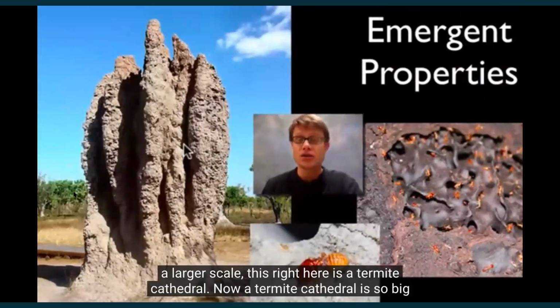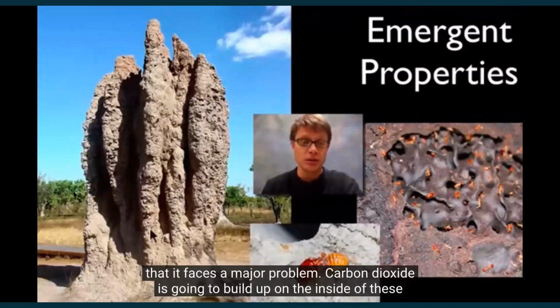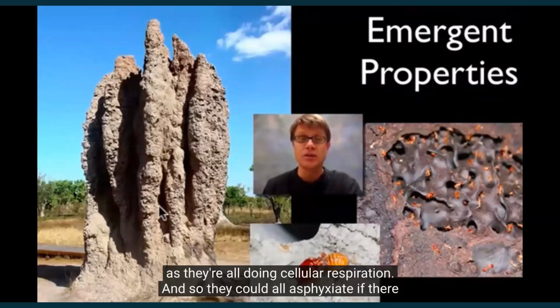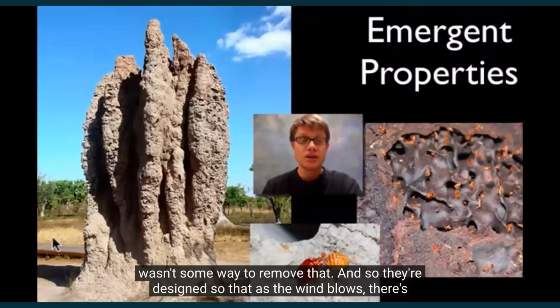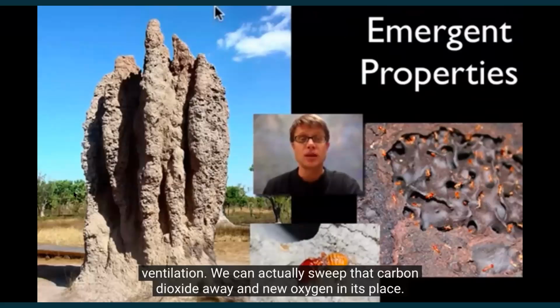Now, a termite cathedral is so big that it faces a major problem. Carbon dioxide is going to build up on the inside as they're all doing cellular respiration. And so they could all asphyxiate if there wasn't some way to remove that. So they're designed so that as the wind blows, there's ventilation, and we can sweep that carbon dioxide away and bring new oxygen in its place.